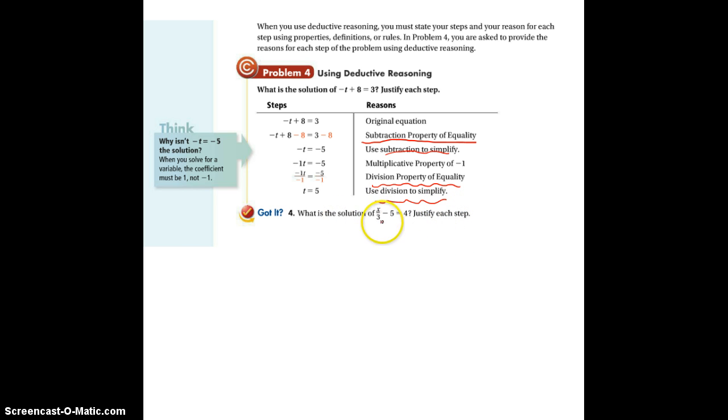So what is the solution of x over 3 minus 5 equal to 4? Justify each step. So you start with your original equation. And then we would add 5 to both sides. And the reason we're adding 5 to both sides is because that is our addition property of equality. And then we simplify using addition.